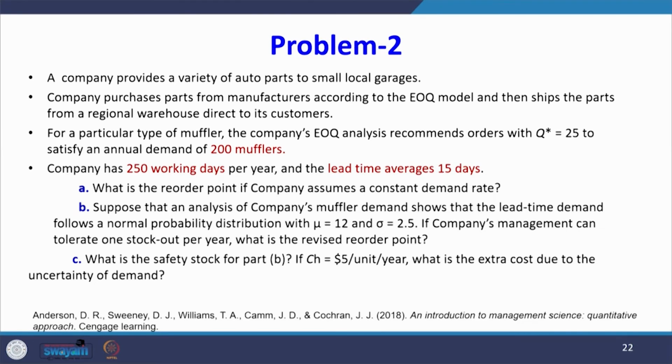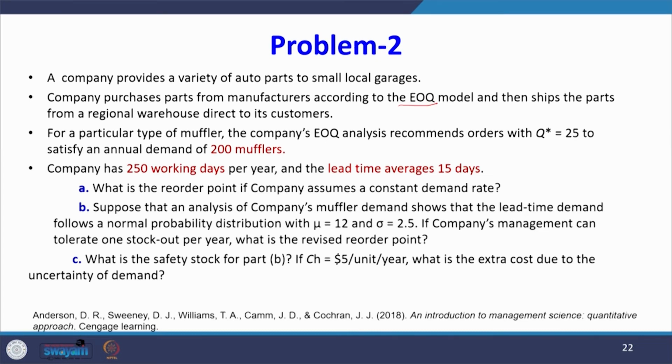Now we will take another sample problem. I will explain this concept with the help of one more problem. A company provides a variety of auto parts to small local garages. The company purchases parts from the manufacturer according to the EOQ model, then ships the parts from a regional warehouse directly to its customers. Traditionally they follow the EOQ model, with a constant demand rate.